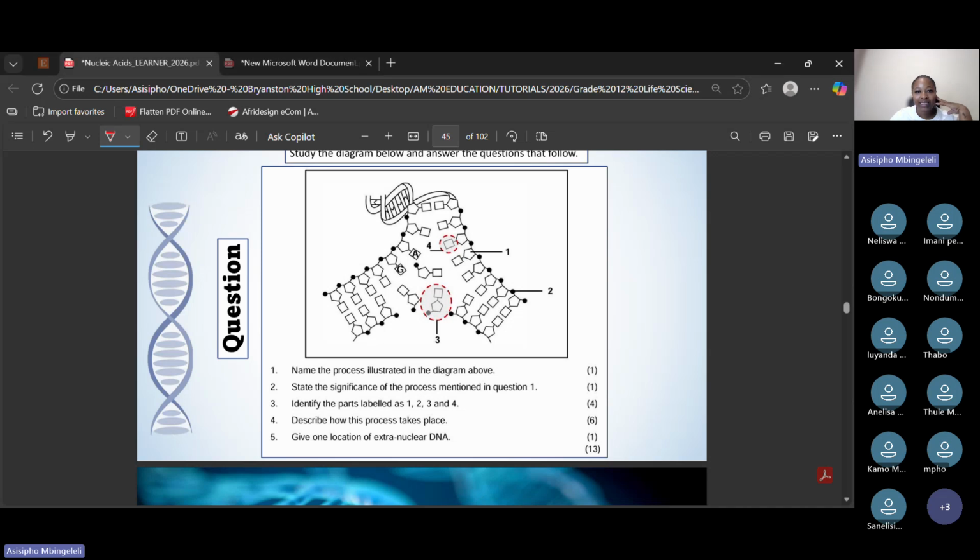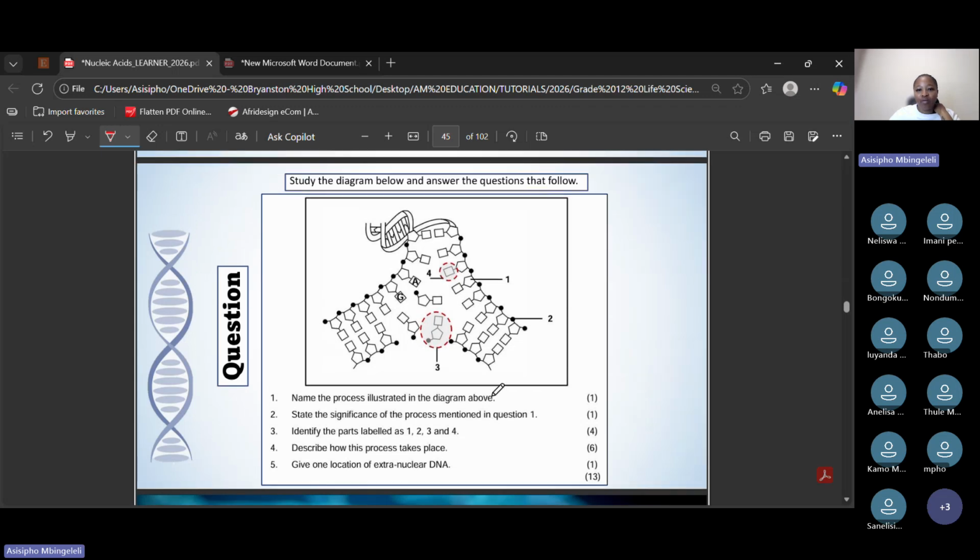Okay, let's start. Study the diagram below and answer the questions that follow. We need to be able to study this diagram. What is it? It's a DNA molecule. What is happening here? Name the process illustrated in the diagram above. DNA replication. Thank you.